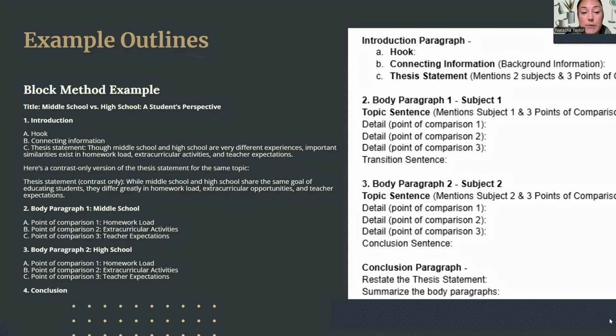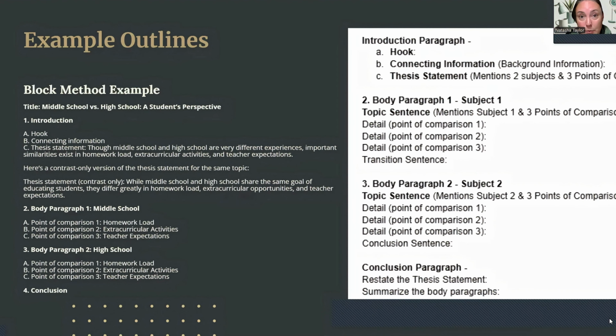But if you're going to write an essay where you're discussing the differences as the focus, you want to mention that in your thesis statement by writing something like, while middle school and high school share the same goal of educating students, they differ greatly in homework load, extracurricular opportunities, and teacher expectations. And then you move forward with your body paragraphs.